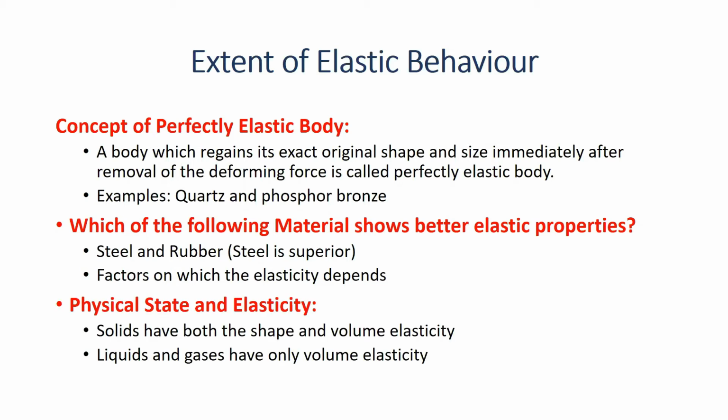There are two types of elasticity: shape elasticity and volume elasticity. As solids have a definite shape and definite volume, they alone possess elasticity of shape as well as volume. Liquids and gases have definite volume but an indefinite shape. Hence, they possess volume elasticity only.